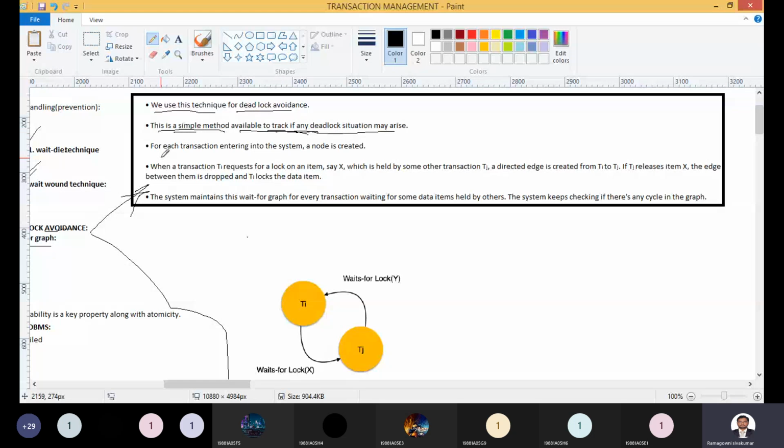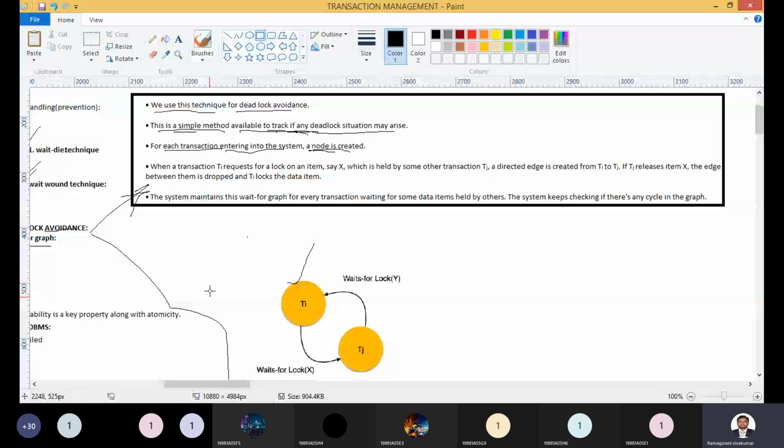And for each transaction entering into the system, a node is created. This is the node here. A node is created. See this diagram, then you can understand this theory of the wait-for graph technique.